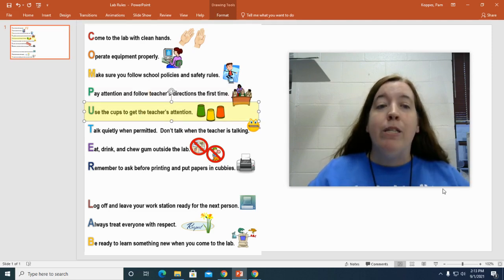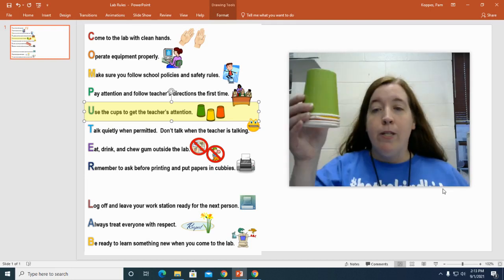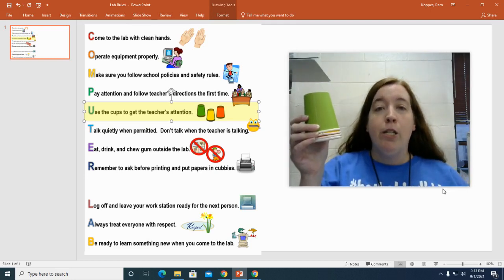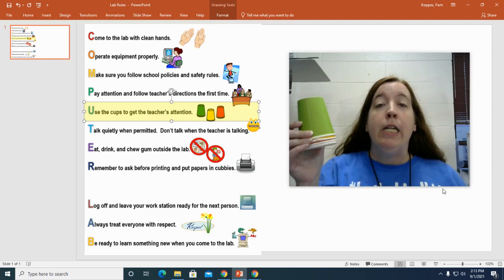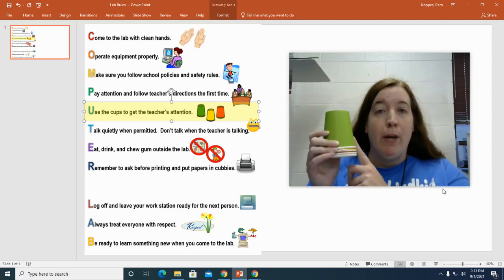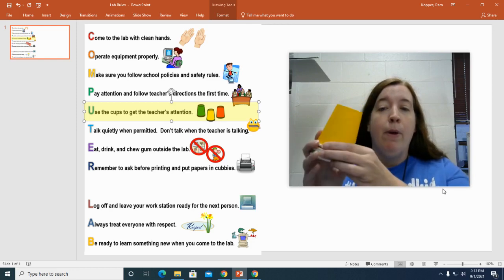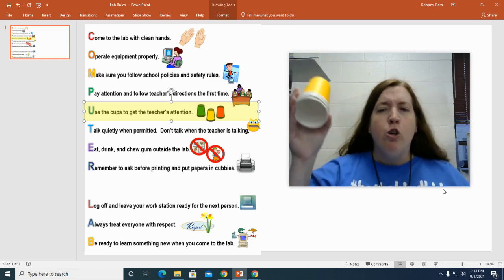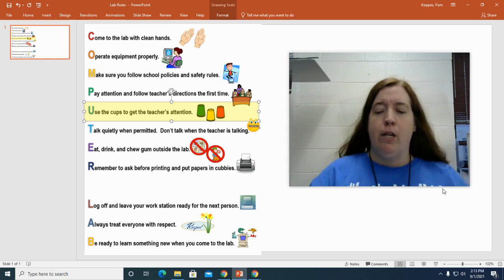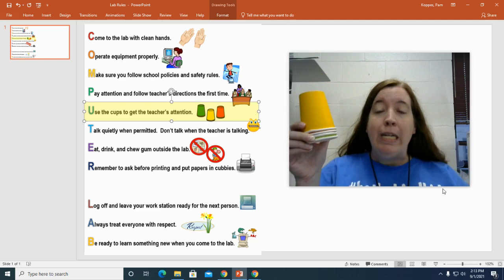Our next rule is to use the cups to get the teacher's attention. There is a set of cups sitting on top of all of the computers. When you are doing everything fine, you don't have any questions, it's going good, good is my green cup. But if you have a question, you'll take that cup and you'll flip it to yellow. You're not going to wave it around in the air. You're not going to bang it on the desk to get my attention. You're going to just leave it sitting on top of the computer where I can see it.